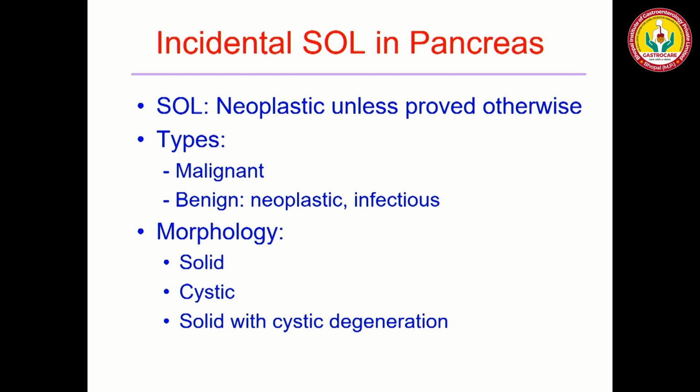If you have a benign lesion, it could be benign neoplastic, but sometimes you do see infectious lesions, but they are very, very uncommon. Another important thing we have to find out is whether the lesion is solid or cystic, and this has major implications for the diagnosis, treatment, and prognosis. And third, sometimes you have a solid lesion with cystic degeneration.